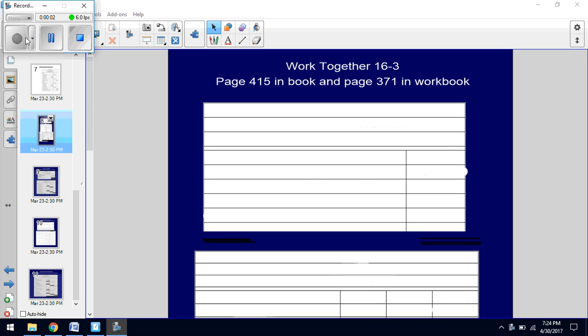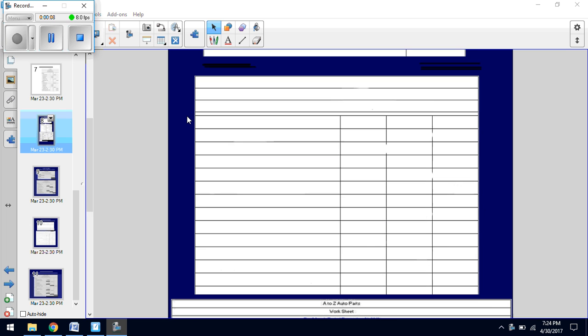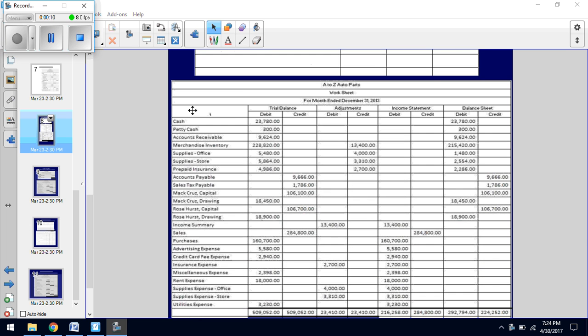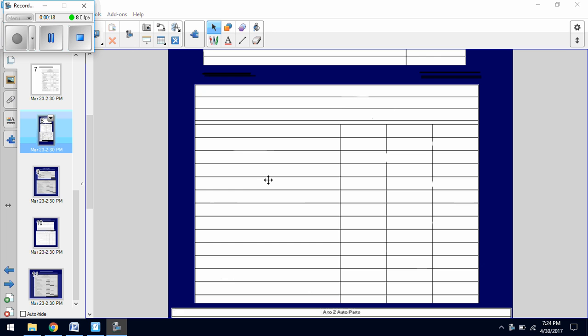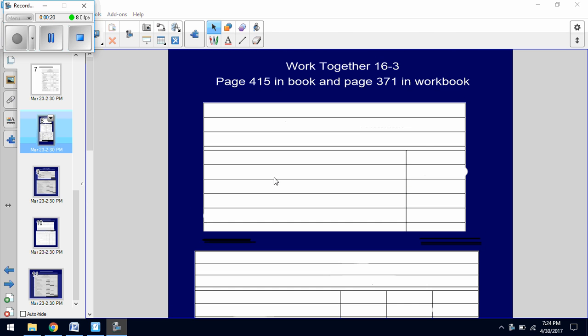In order to complete work together 16-3, you're going to need page 415 in the textbook, and you're also going to need the worksheet back from 16-1. So make sure you get those out now. What we're going to do is complete the distribution of net income statement and the owner's equity statement. We need information both from the worksheet and from the textbook in order to complete these.